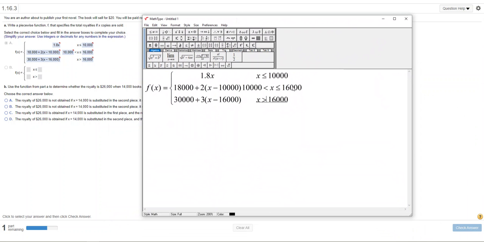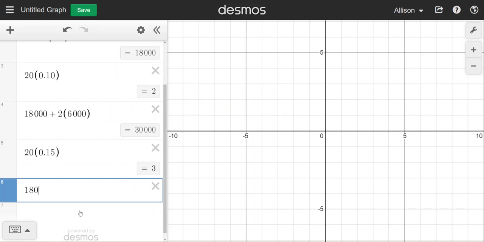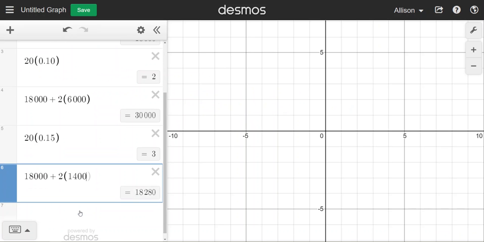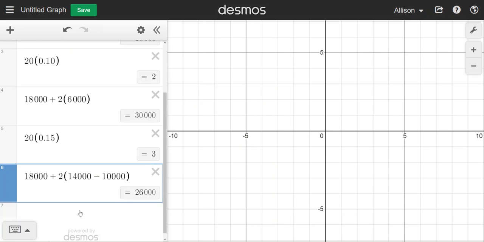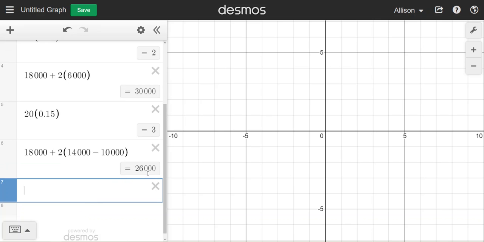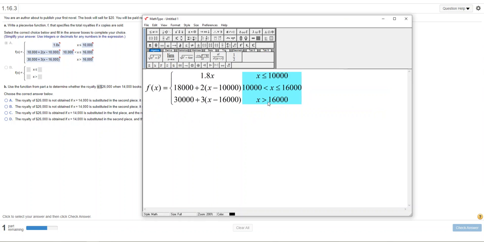So if it was 14,000 books, that would be in this middle category. In the middle category, remember we have to take 18,000 plus $2 times 14,000 minus 10,000. And so we should be making $26,000 for 14,000 books. And that's what they asked us. So that value is correct. And then for 23,000 books, that's larger than 16,000, down here at the bottom. So I should be using this bottom equation of the piecewise function.